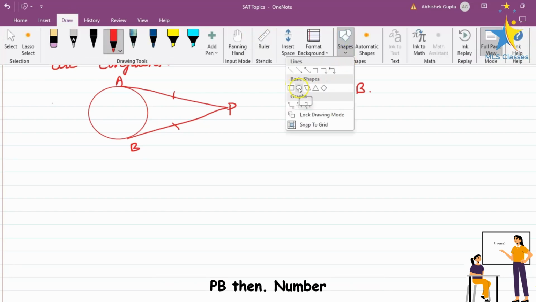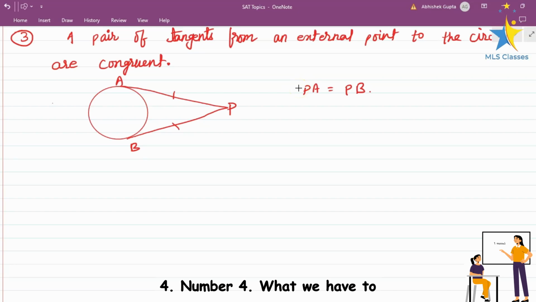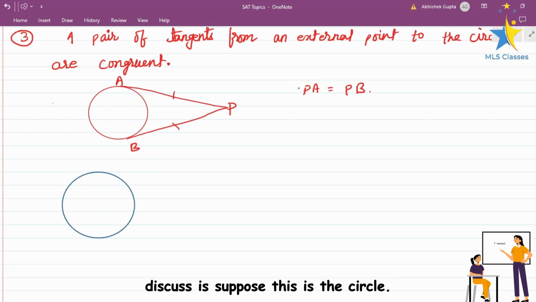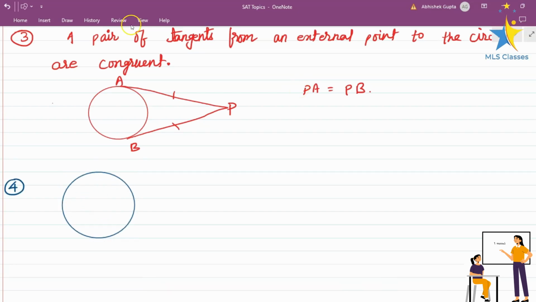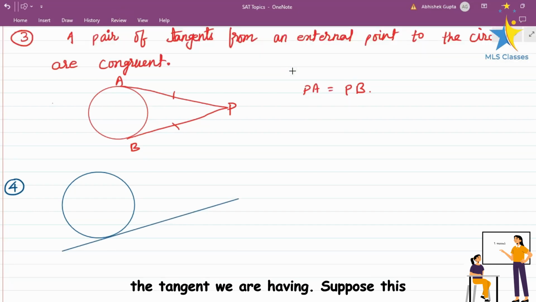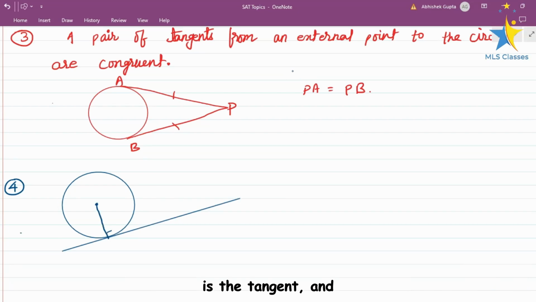Then number 4, what we have to discuss is, suppose this is the circle. In this circle, suppose one of the tangents we are having, suppose this is the tangent, and suppose this is the center from where we are drawing the radius.